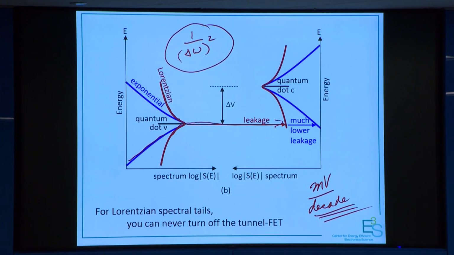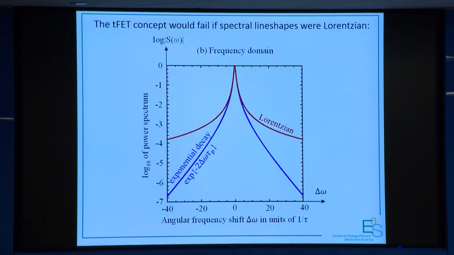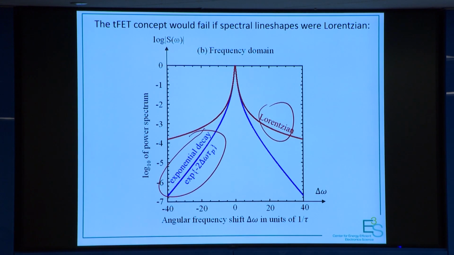Okay, and 60 is Boltzmann factor. So you can't turn it off if you believe in Lorentzians. So like it or not, electronics has to start studying spectroscopy. Okay, and this slide just shows the same thing when Fourier analyzing the Lorentzian and Fourier analyzing another function which is much better, which I'll show you in just a minute. So the TFET concept would fail if spectral line shapes were Lorentzian.